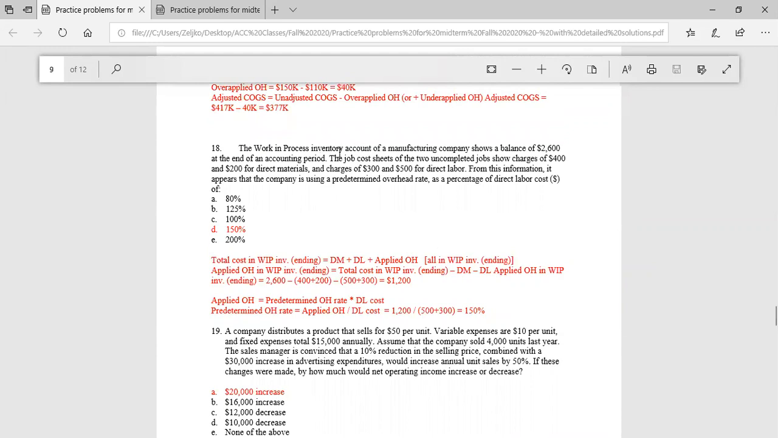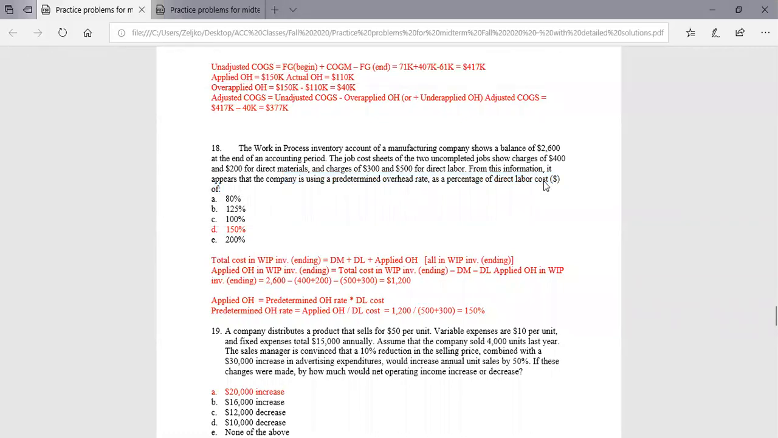Question 18, the work in process inventory account. Okay, let's jump straight to the question. From this information, it appears that the company is using a predetermined overhead rate as a percent of direct labor. What is POHR? POHR is the predetermined overhead rate. POHR is equal to total estimated overhead over total estimated base.